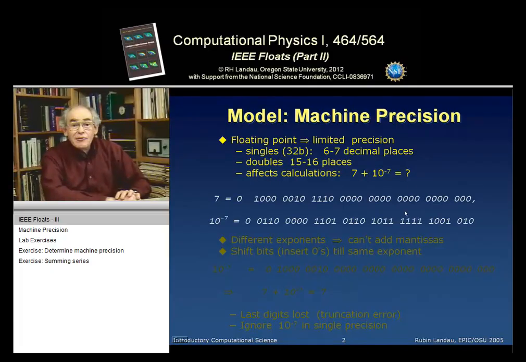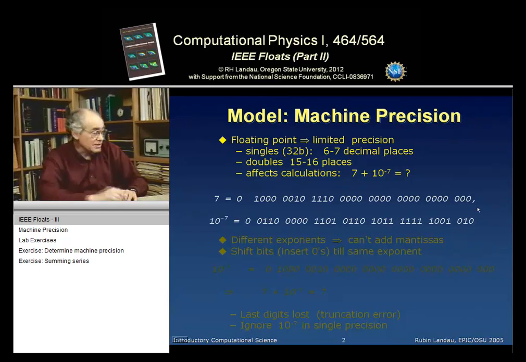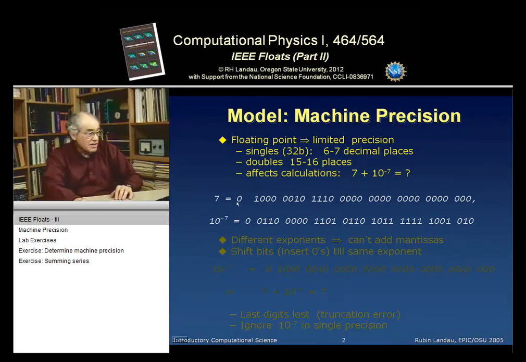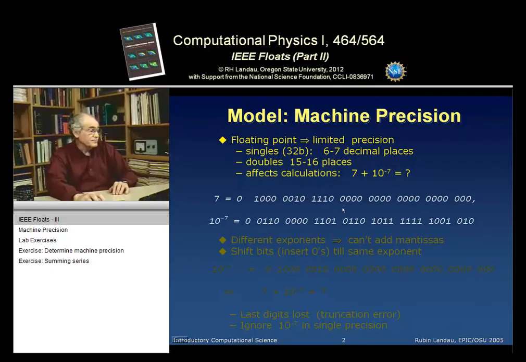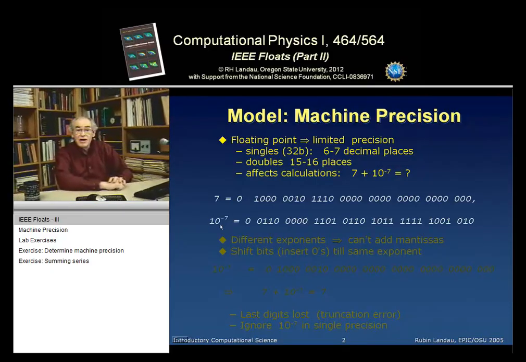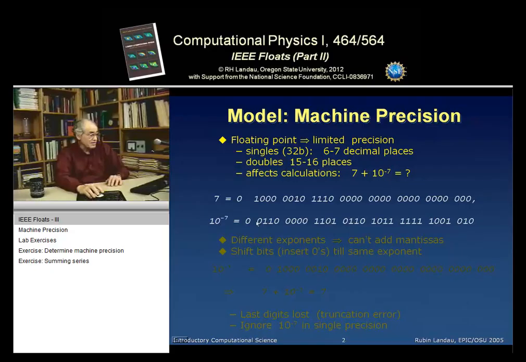How is the number 7 stored on the computer? It's stored here in white as this long series of bits with a mantissa. Here's the sign bit, exponent, mantissa. And likewise, the number 10 to the minus 7th is stored, also a positive number, with a mantissa and an exponent. Well, we can't just add these two numbers together. I take it back. We can add those two numbers together, but you get the wrong answer.